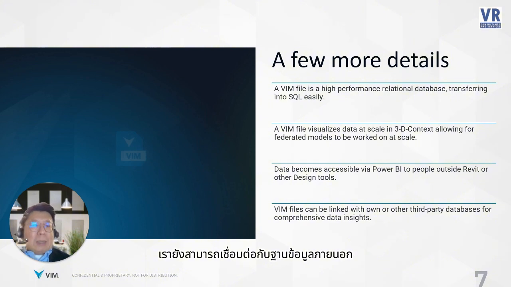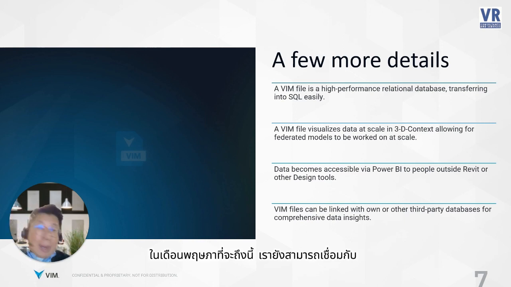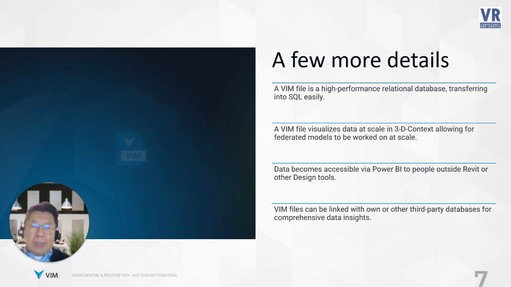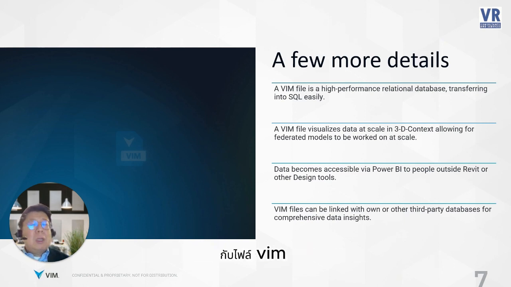We can also link to third-party databases, such as systems like Procore or RIB. And in May this year, we became able to connect with BIM ACC or BIM 360, so that we can synchronize the latest version of Revit files to the related Vim files and Power BI reports without doing the conversion again.